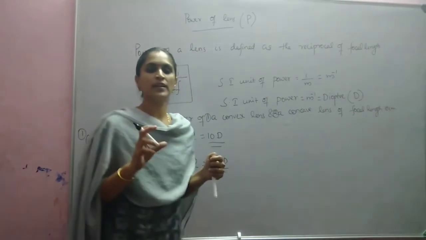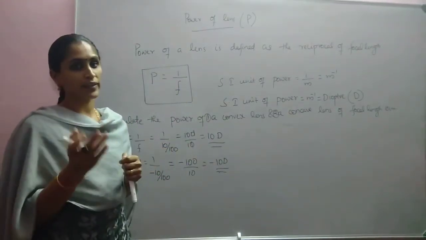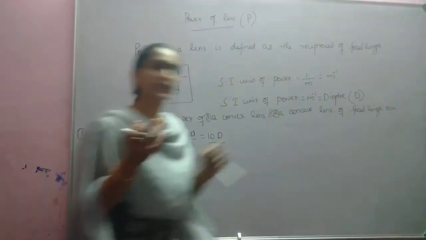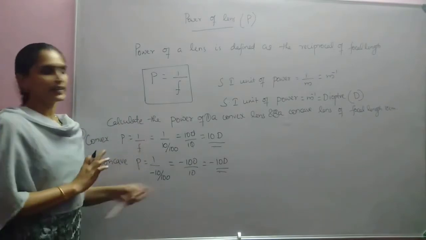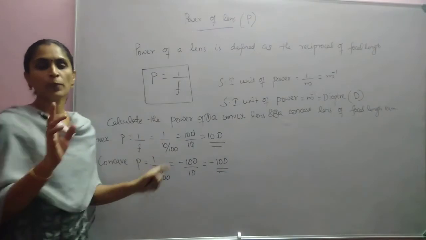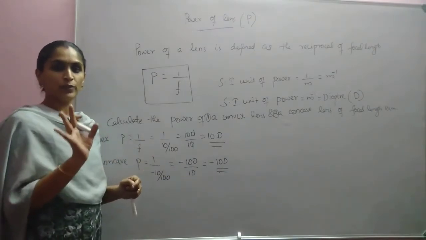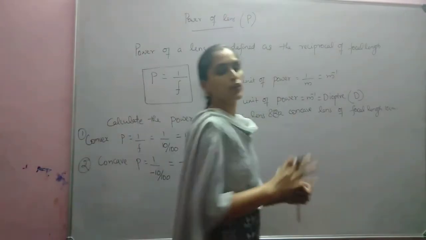Diverging lens means power is negative and focal length is also negative. That is a concave lens. So here they will not specify to take focal length as negative, but you have to take it as negative. And this is also very important: centimeter should be converted into meter. That is very important when you are solving problems related to power of lenses.